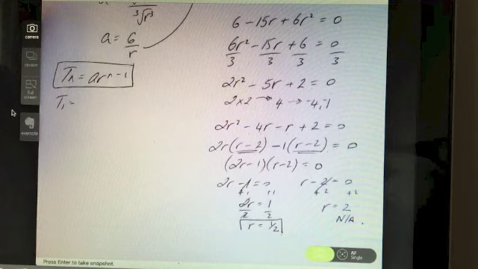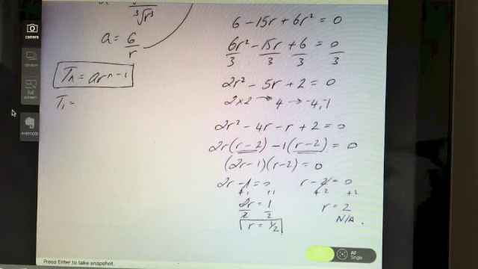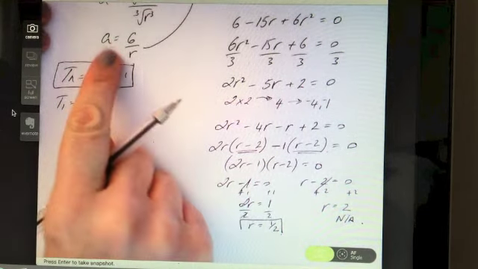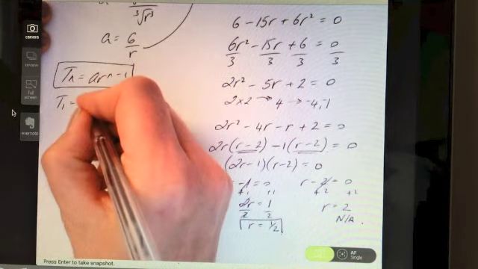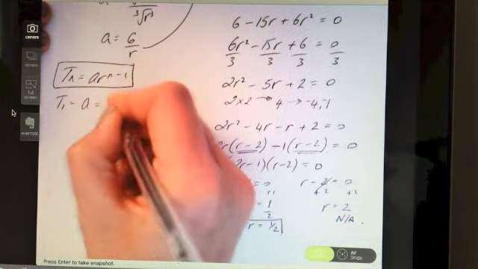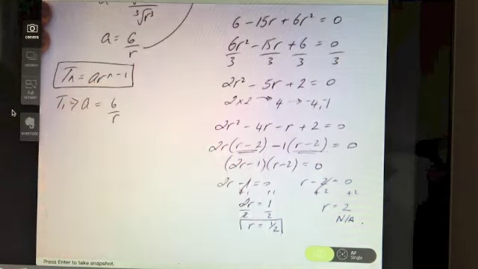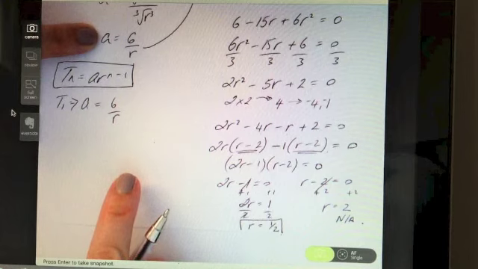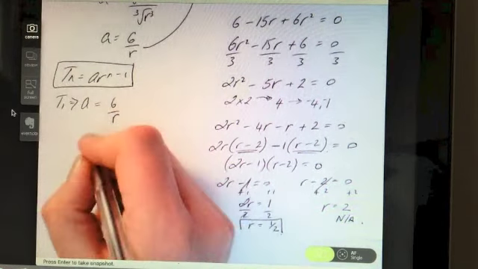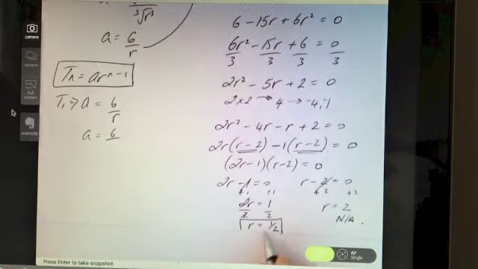T1, of course, is going to be A. So if we go back to here, I'm going to be able to find my A. A is equal to 6 divided by the common ratio, and we now know the common ratio is, of course, a half.